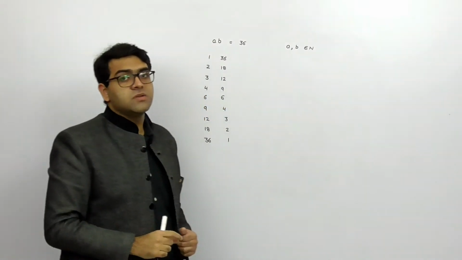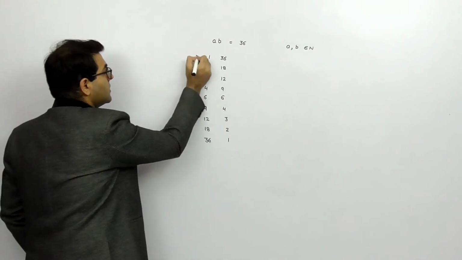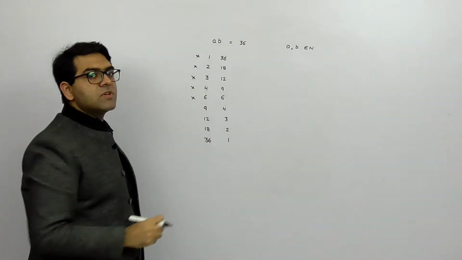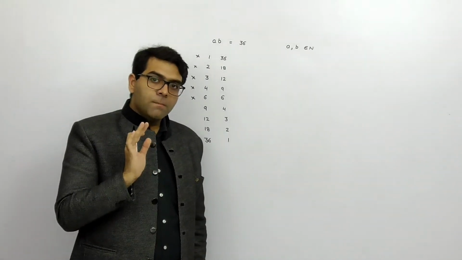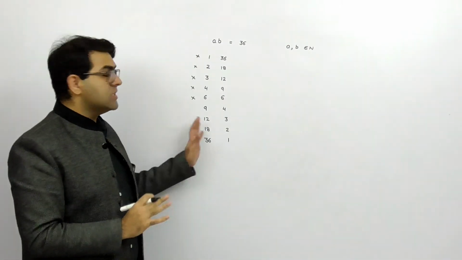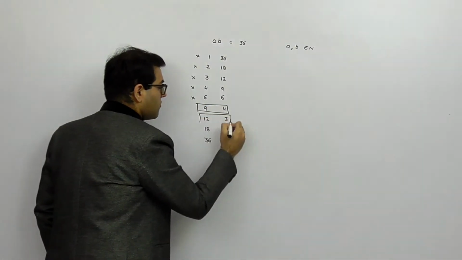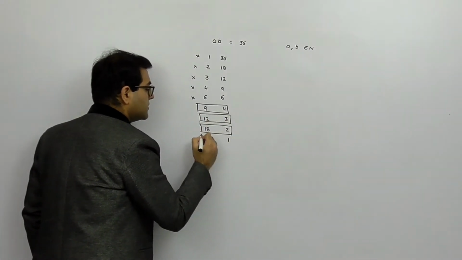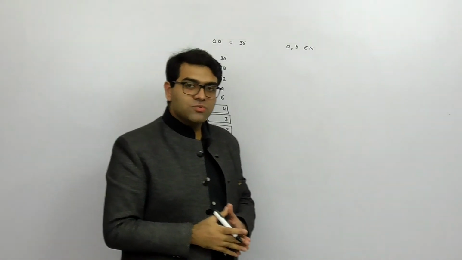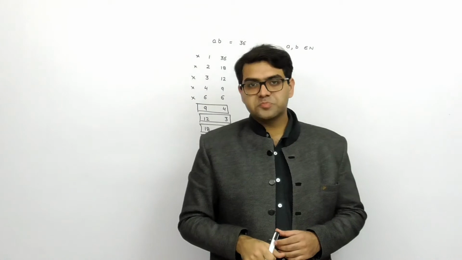Ek cheez aur given thi. I was given that a is greater than b. Now if a is greater than b, then this case, this case, this case, this case, and this case, these 5 cases get rejected. My question was, how many values can the pair AB assume if these conditions are there? Obviously, I'm left with only 4 pair of values which A and B can assume under these conditions. So what's the answer for the question? A and B can assume 4 values as a pair.